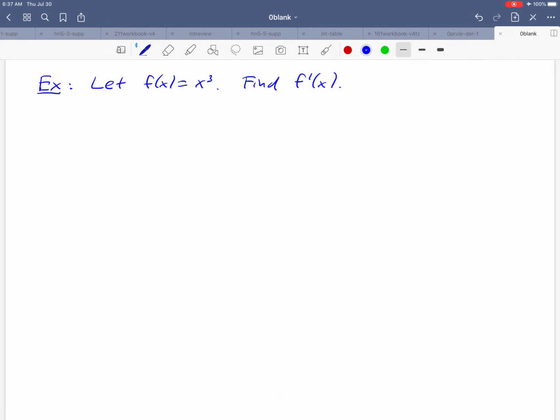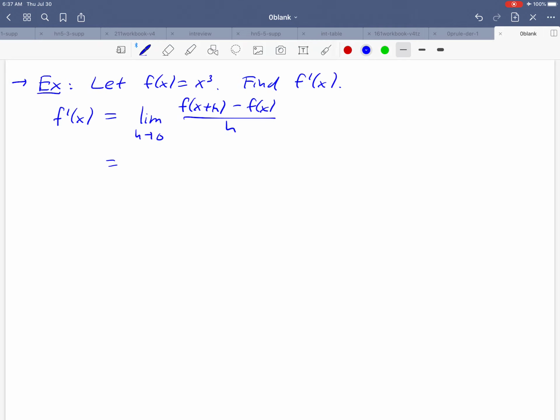I'd like to look at a problem where they give us a function, f of x equals x cubed, and ask us to find the derivative. How would we do this problem? Up to this point in the course, we really have only one way to calculate a derivative like this, and that's to take a limit. If we wrote this out, the derivative would be the limit as h goes to 0 of f of x plus h minus f of x over h. That's our definition of the derivative.